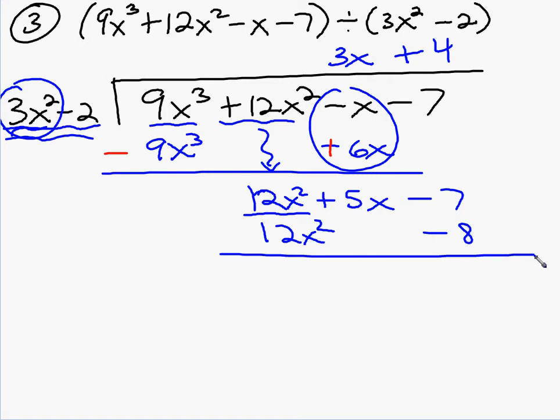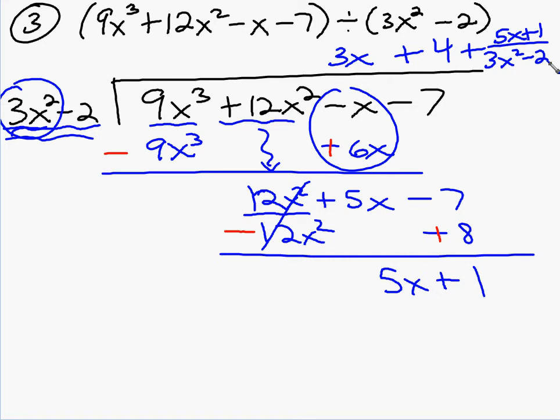I still change my signs just like before, minus, plus. And these go away, and I have a 1 here. But I also have this 5x. Well, guess what? That's just part of your remainder. Okay? So on this one, my remainder is 5x plus 1 over 3x squared minus 2. So you will see some like that where it's kind of jumping around in places. You just have to make sure that you line up your like terms.